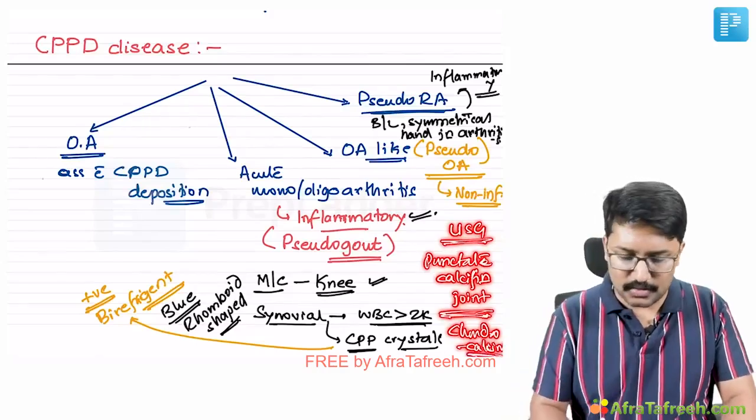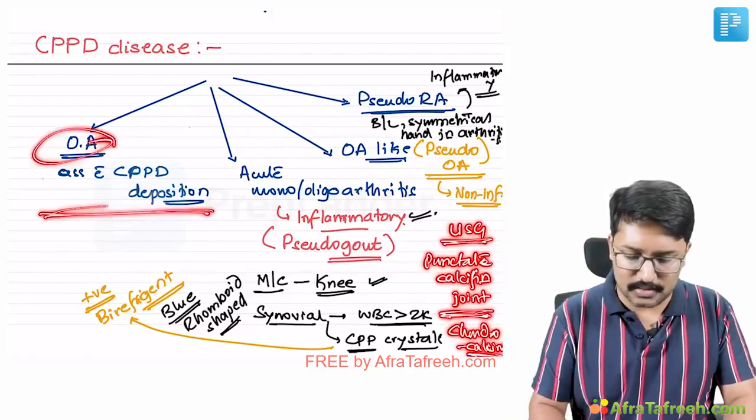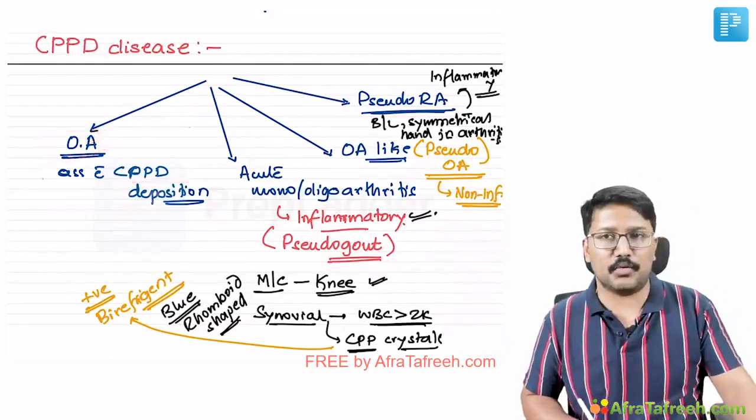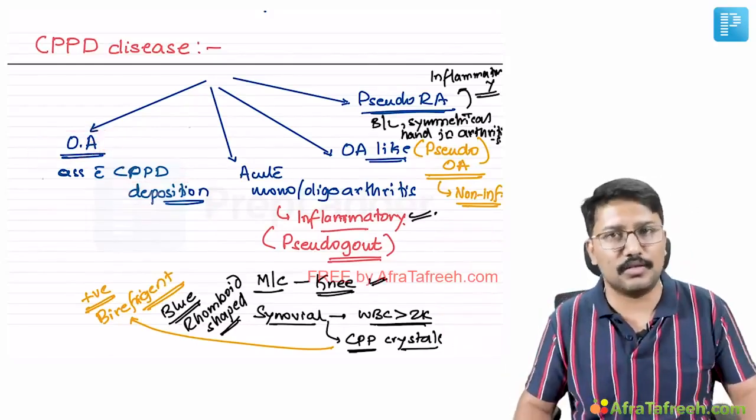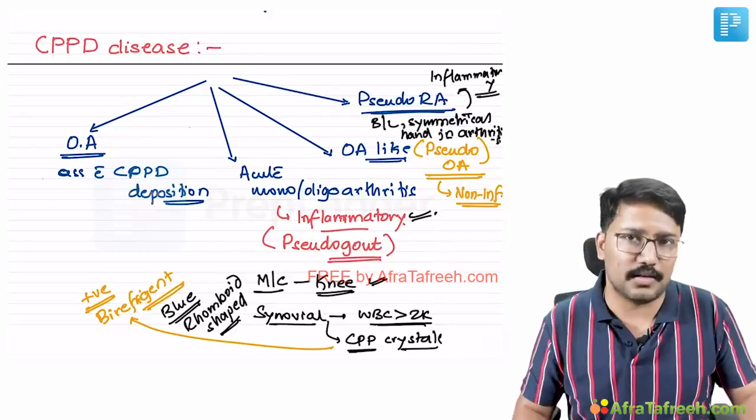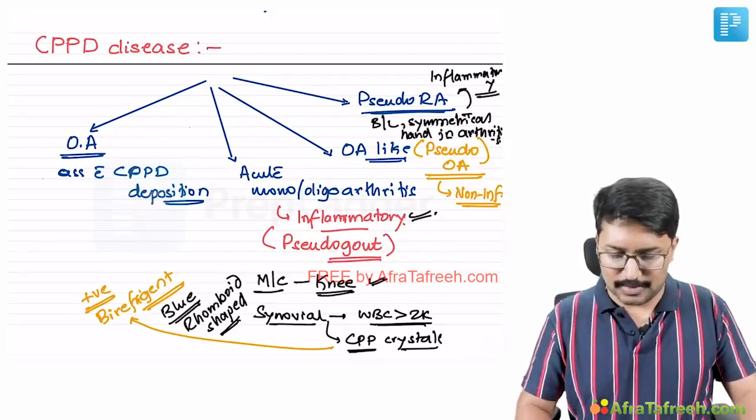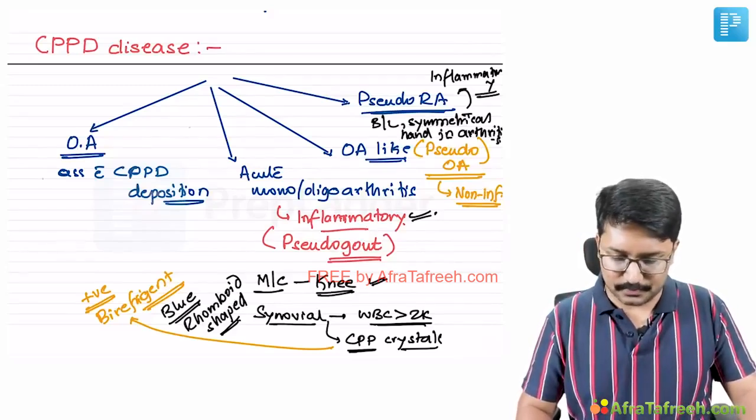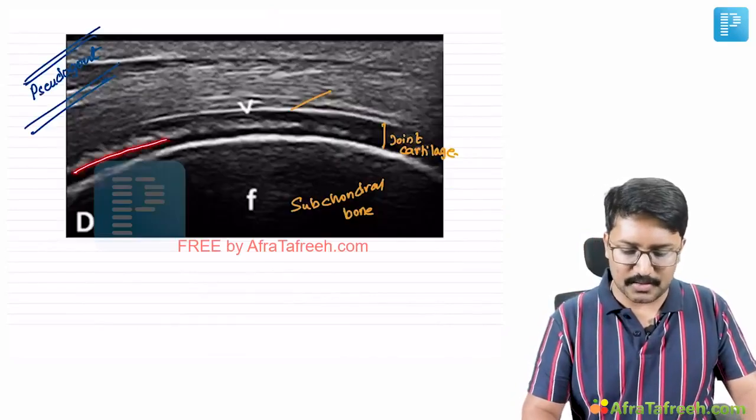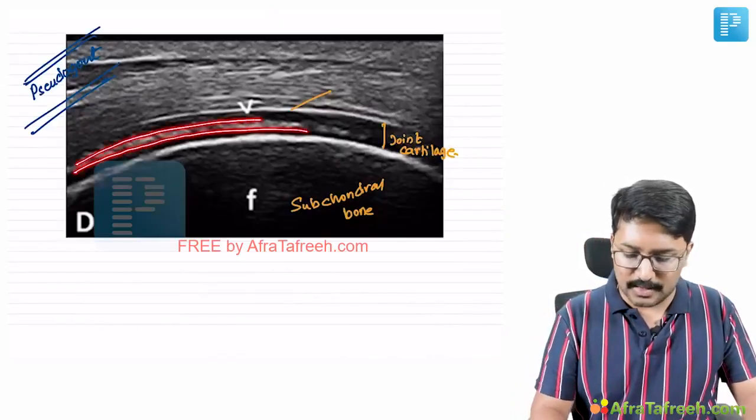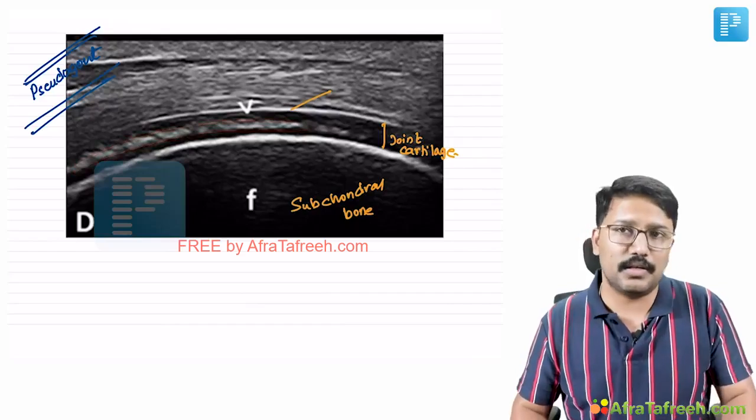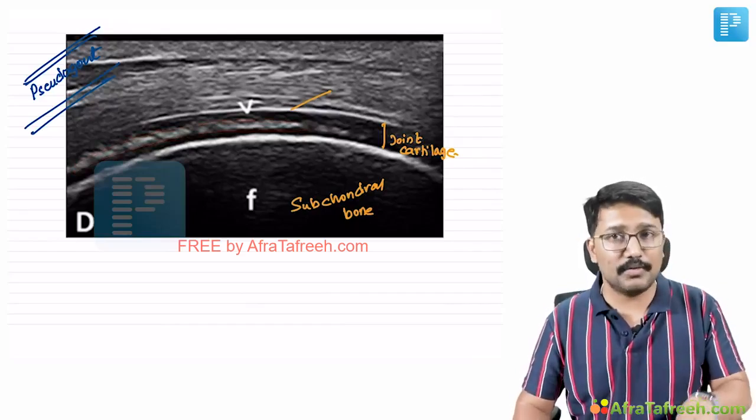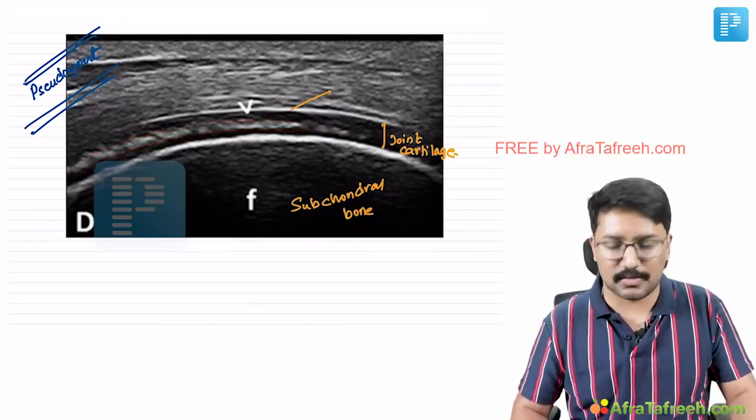Chondrocalcinosis may also be seen in osteoarthritis with CPPD deposition, because the deposition occurs in the joint cartilage, right? This is the image that we had already seen. I think you can appreciate this linear or punctate calcium deposition within the joint cartilage. This is very typical of CPPD deposition disease.